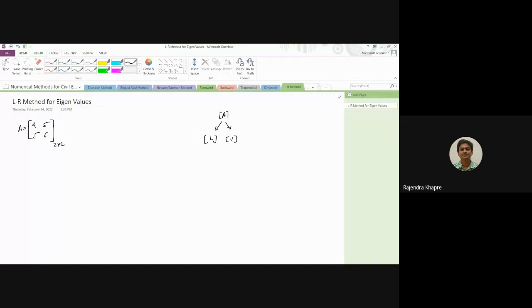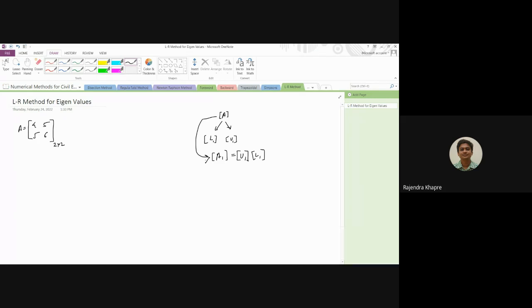Now once these two matrices are calculated, I am going to generate A1 matrix, which is a new matrix, and this matrix will be a product of U1 with L1, exactly the reverse of that. So basically we have this matrix, and after one cycle I have created A1 matrix.